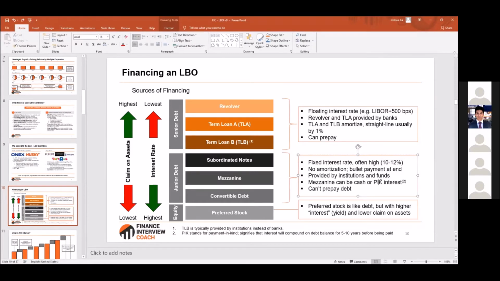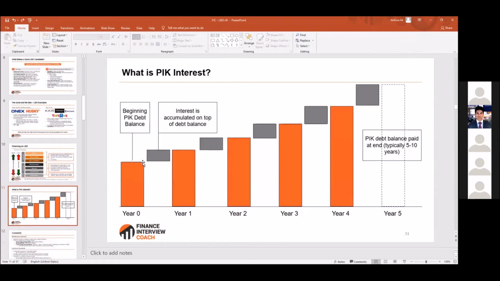Could also be PIK. Mezzanine debt could be PIK interest, which is when you don't pay the interest. You let it accumulate like a credit card until the debt expires, and then you pay it. This is good for LBO firms that need cash. They need cash for add-on acquisitions, whatever.